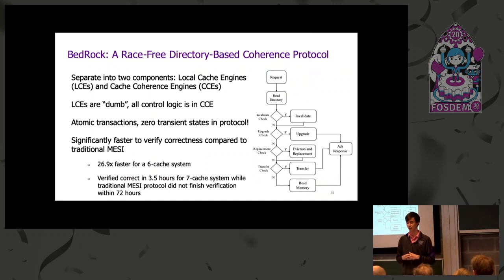So I mentioned Bedrock. This is our fully cache-coherent multi-core infrastructure, which allows traditional MESI-type coherence using a novel protocol. This protocol divides the system into two components: local cache engines, or LCEs, and cache coherence engines, or CCEs. The interesting thing about this is that CCEs have all the actual protocol information. Local cache engines only respond to very simple messages and have limited shadow state knowledge of the entire system. By doing this, we can eliminate all transient states during the protocol, which makes it vastly simpler to verify.